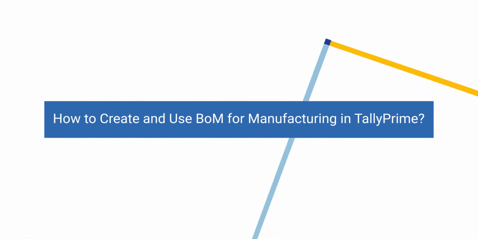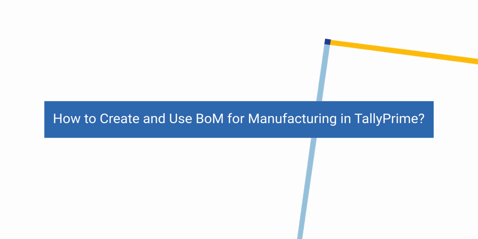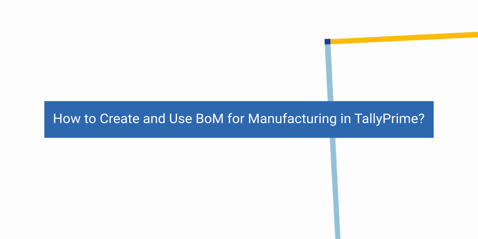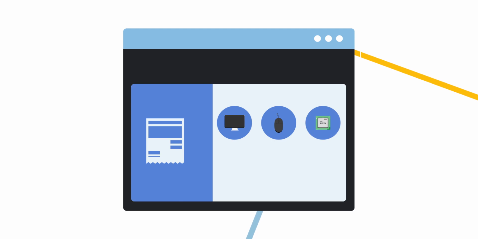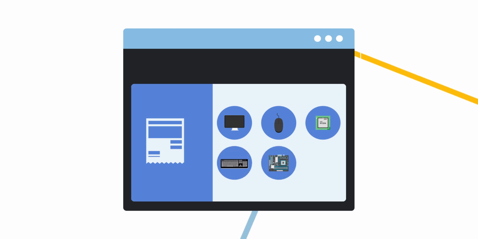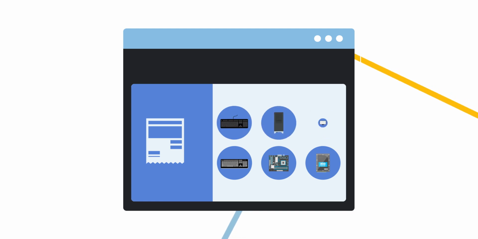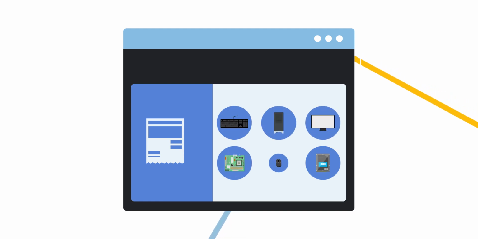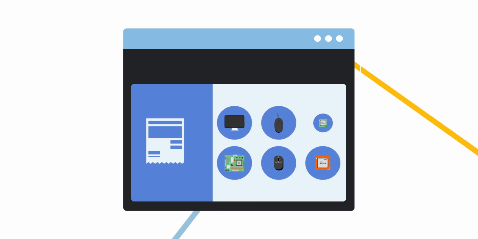In this session, we will learn how to create and use Bill of Materials, commonly known as BoM in manufacturing of finished goods. Bill of Materials is a comprehensive list of raw materials, components, parts or anything which is required to manufacture a finished product, detailing the quantity of each component required to produce the finished goods.